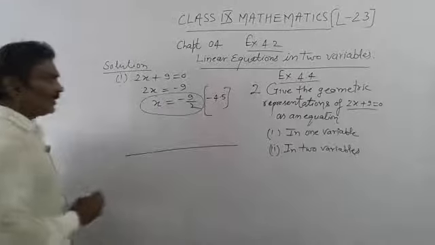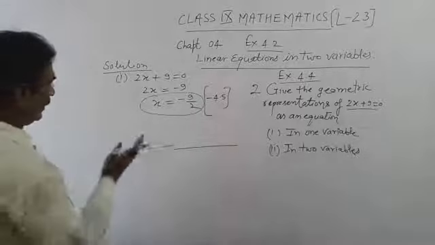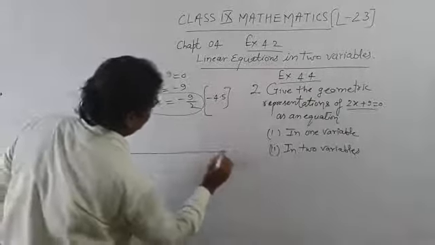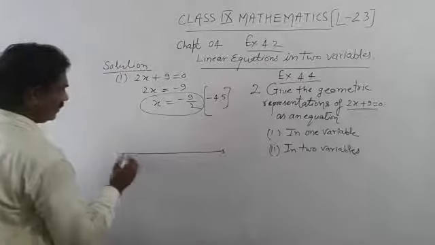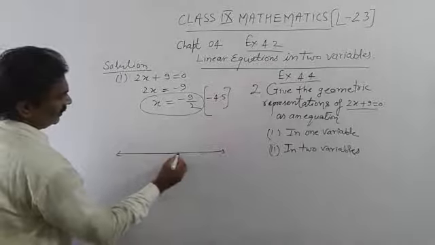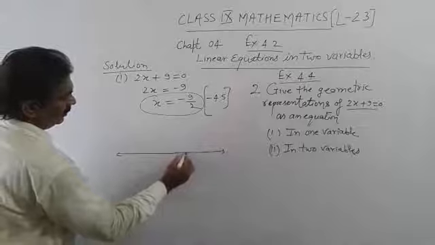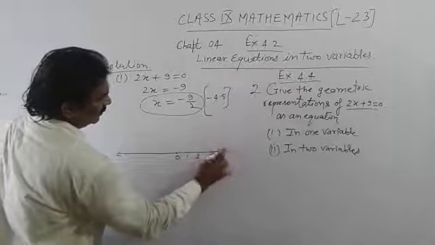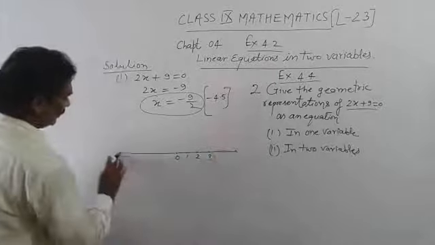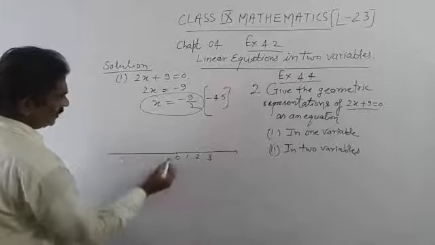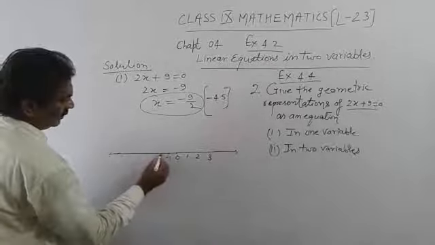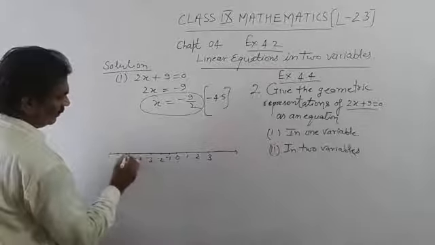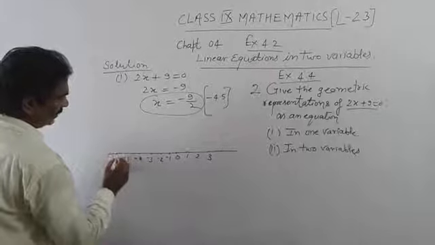First draw a straight line with the help of scale and pencil. Suppose here this is 0, 1, 2, 3 positive side. Similarly, on the left side draw minus 1, minus 2, minus 3, minus 4, minus 5 and minus 6, etc.